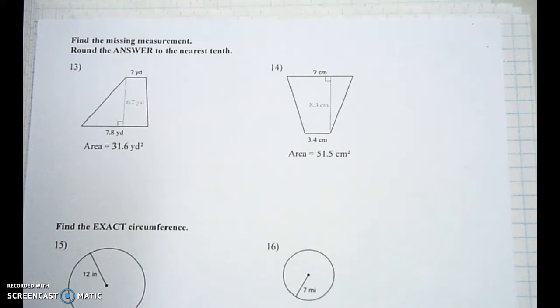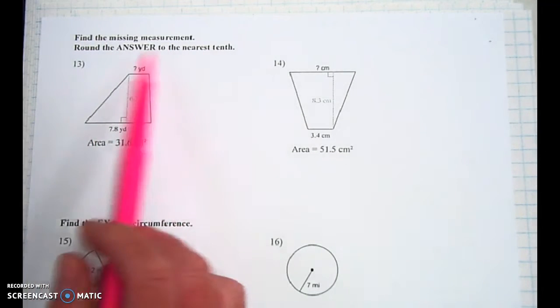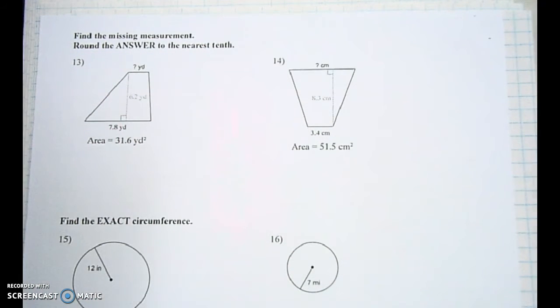Welcome. Today we're going over the chapter 9 practice test. We're on page 4, the top of page 4. And so number 13 says, find the missing measurement, round your answer to the nearest tenth.